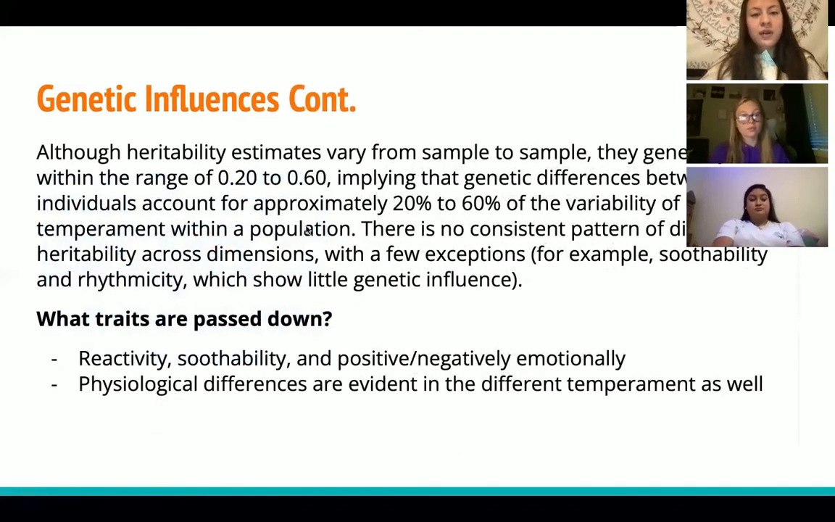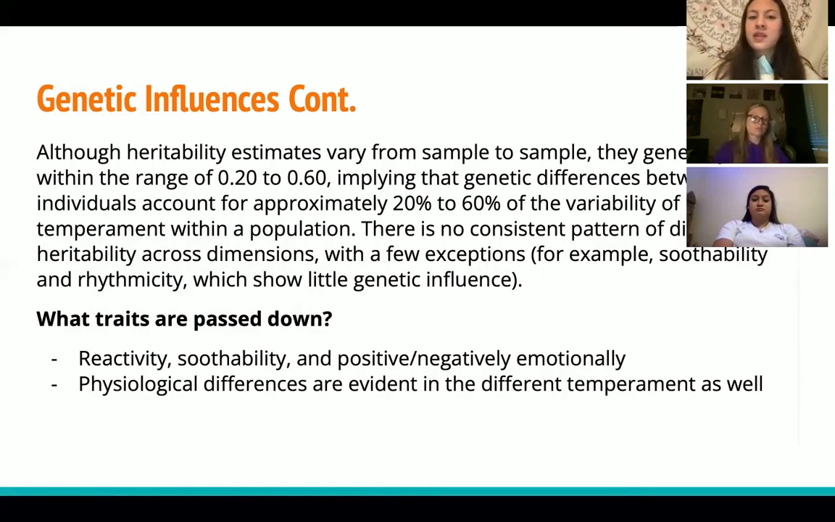So, genetic influence in context. Although heritability estimates vary from sample to sample, they generally fall within the range of 0.2 to 0.6, implying that genetic differences between individuals account for approximately 20 to 60% of the variability of temperament within a population. There is no consistent pattern differentiating heritability across dimensions, with a few exceptions, for example, stability and rhythmicity, which show little genetic influence.